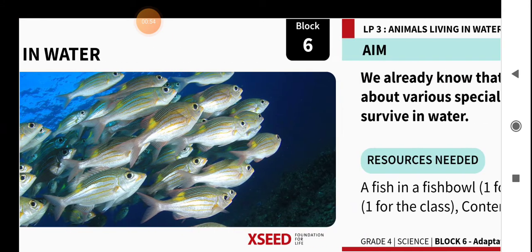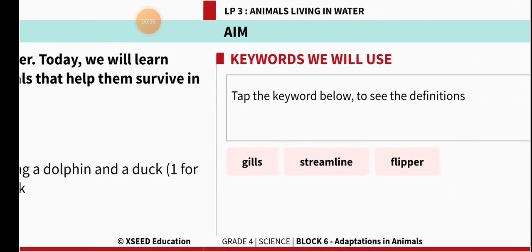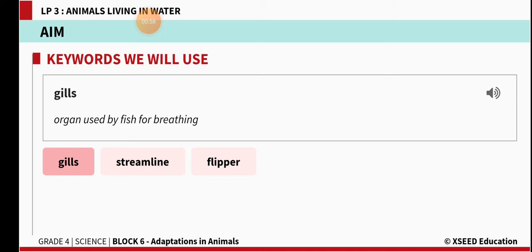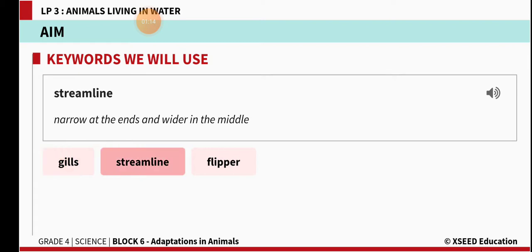Now, we will see what the keywords in this lesson are. First one, gills. Gills means organs used by fish for breathing. So it helps with breathing in fishes.